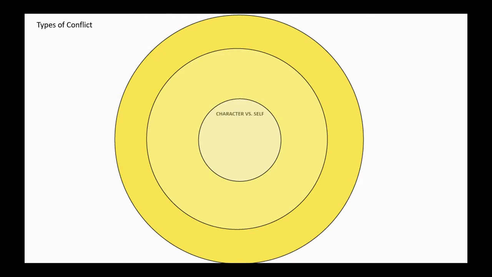Firstly, there's character versus self. This is kind of a core conflict. This is internal conflict, and this comes in various forms. Some examples would be fear, lack of self-confidence, a lack of knowledge, shame, a character's temper getting in the way, all of these things that come from the character themselves that might stop them getting what they want in a story.